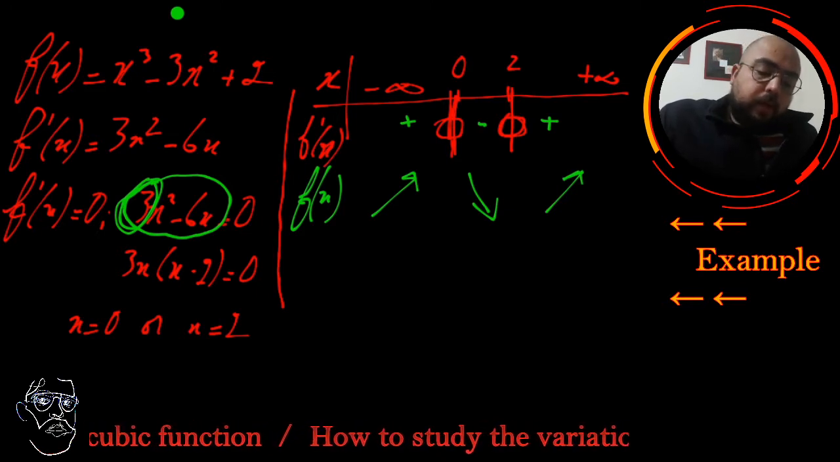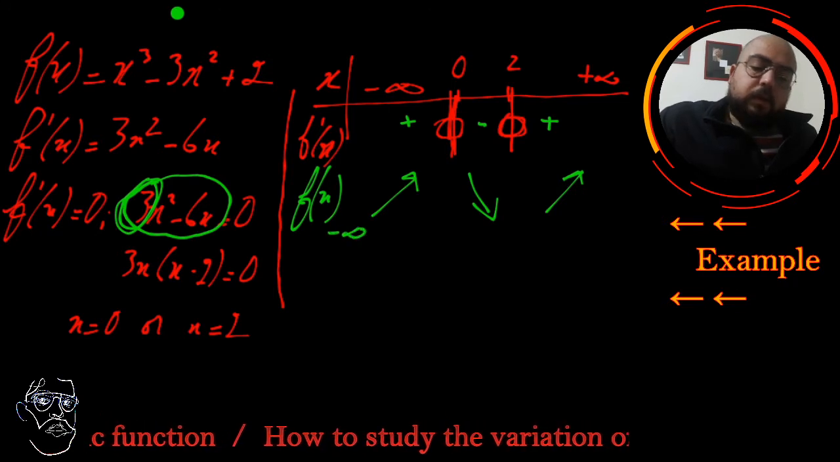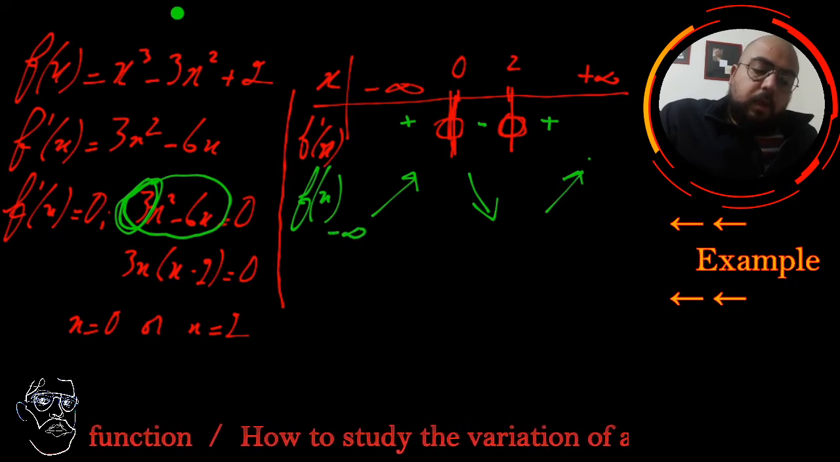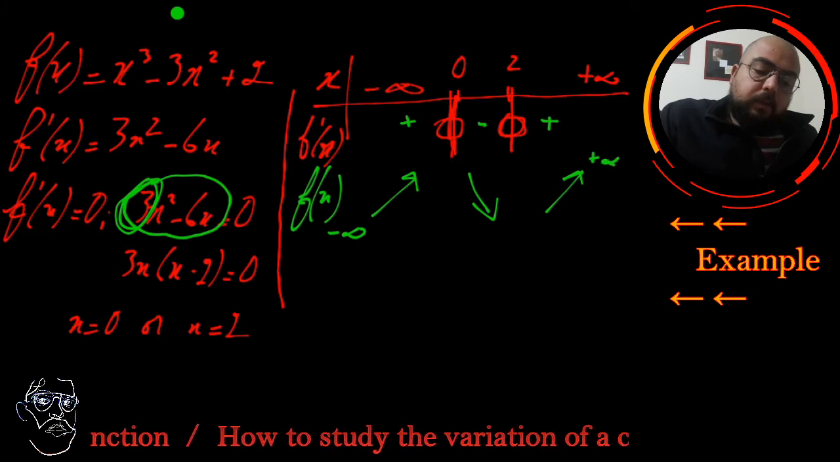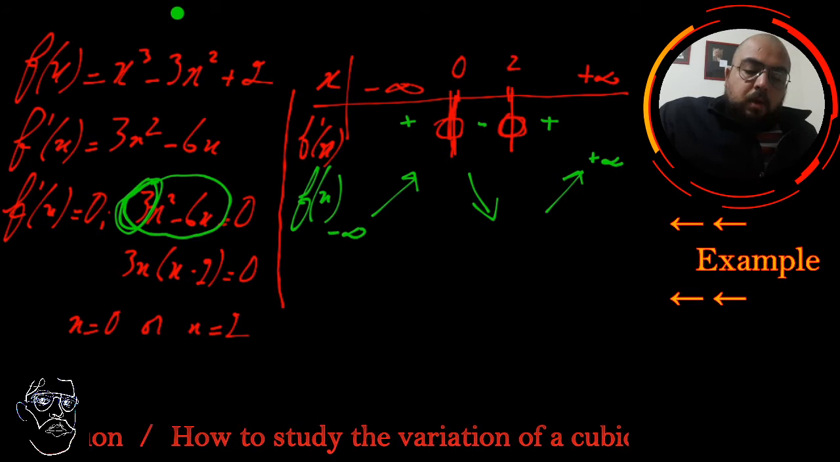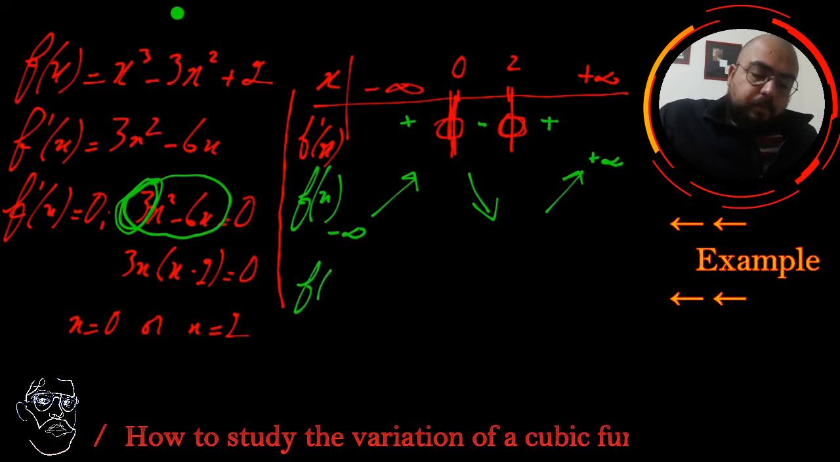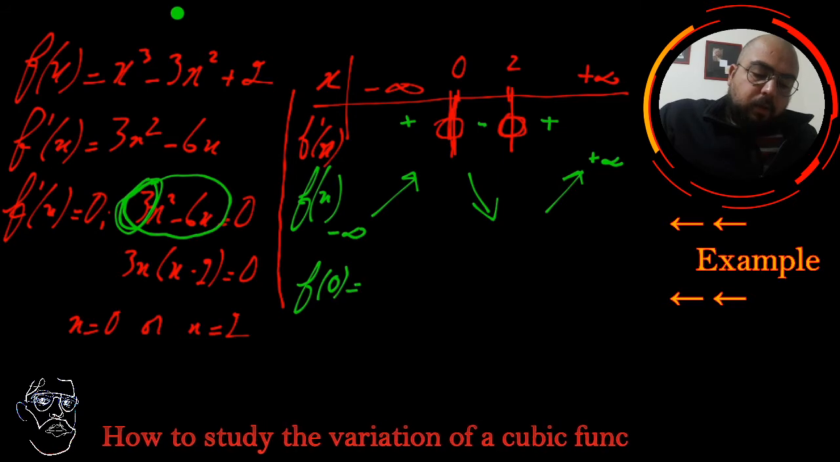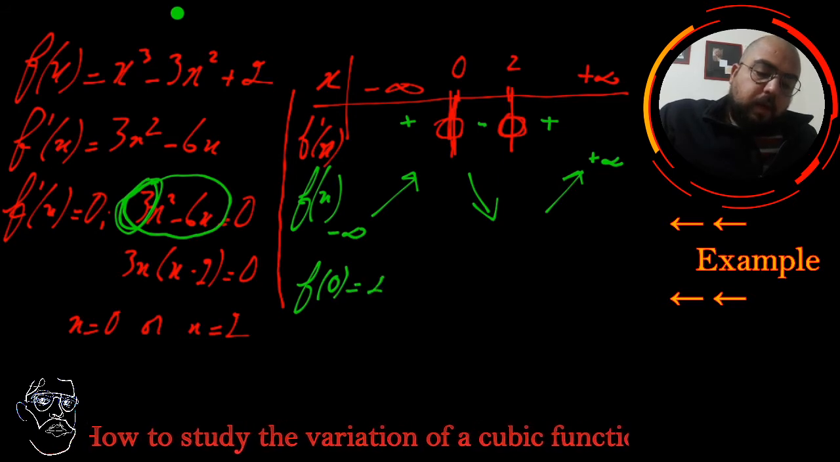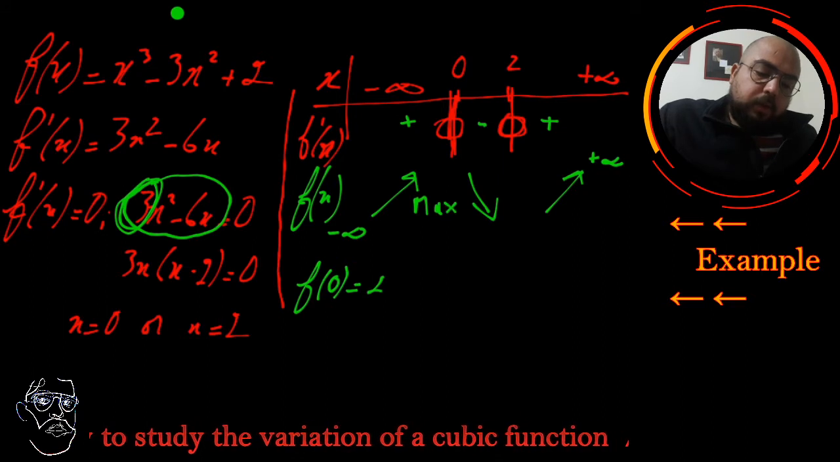I can also add the limits. So for minus infinity, it's minus infinity, just like we had already calculated. And for plus infinity, it's plus infinity. All right. Now, f of 0 is equal to 2. So in this case, I have a maximum, which is at the point (0, 2).